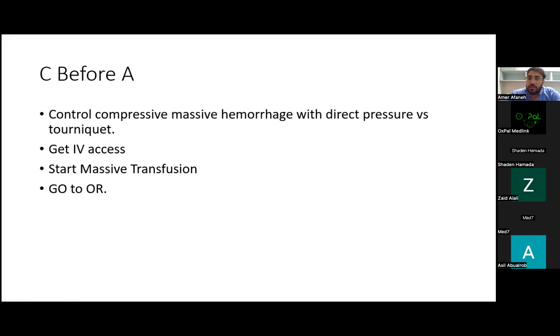And then, as we talked about before, when they get to the hospital, you want to control compressible massive hemorrhage with direct pressure or a tourniquet, get IV access, start massive transfusion, and then get them to the operating room as quickly as possible. We're talking about massive hemorrhage, patients in severe hemorrhagic shock.